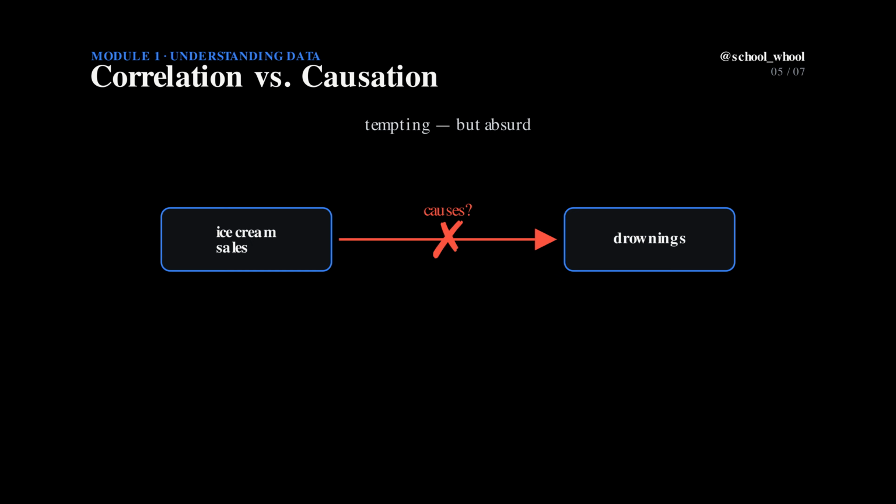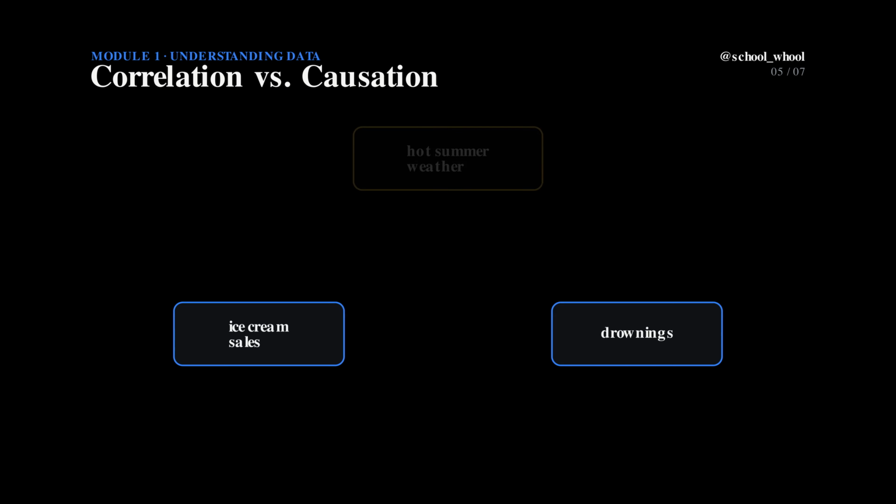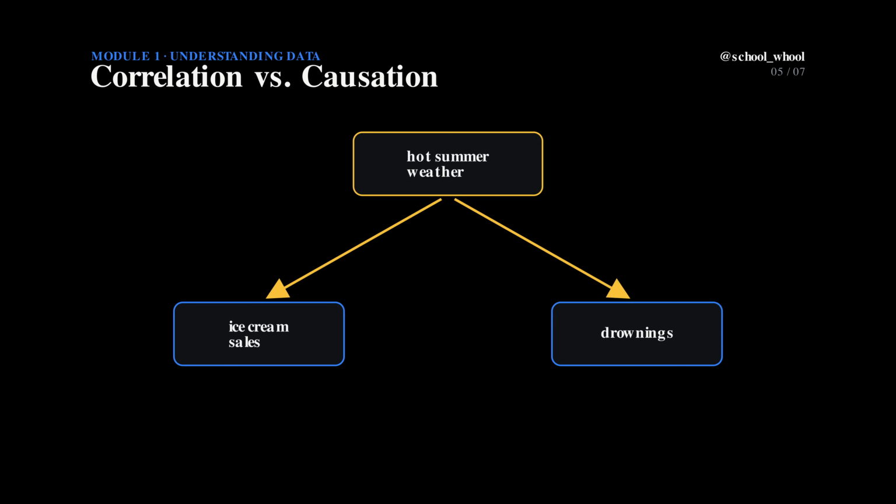There's a third thing hiding in the background: hot summer weather. When it's hot, people buy more ice cream. And when it's hot, more people go swimming. So, sadly, more people drown. Heat causes both. Ice cream and drownings only look linked because they share a hidden common cause. We call that hidden cause a confounder.